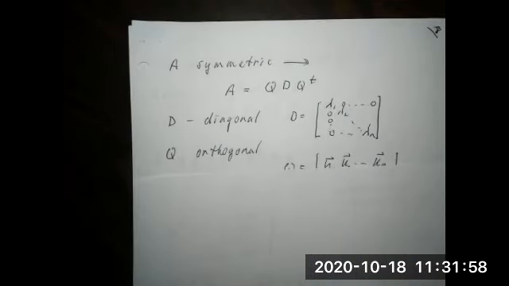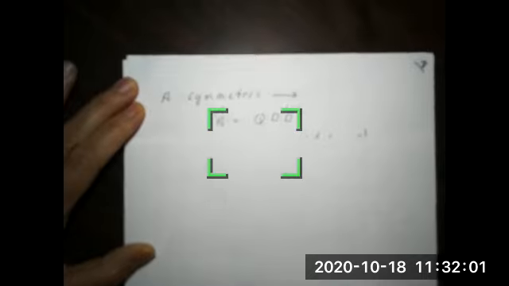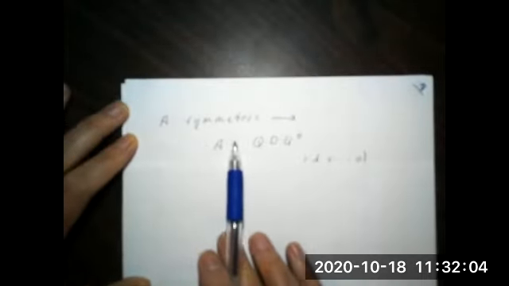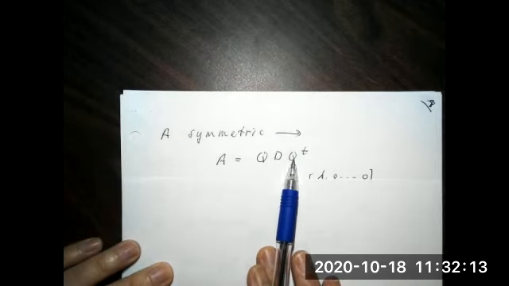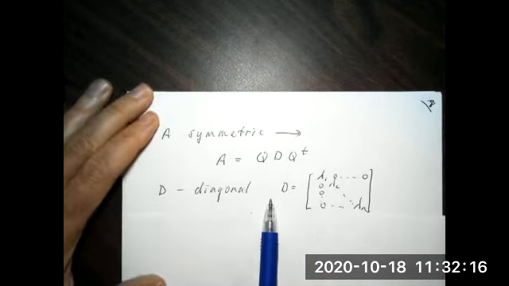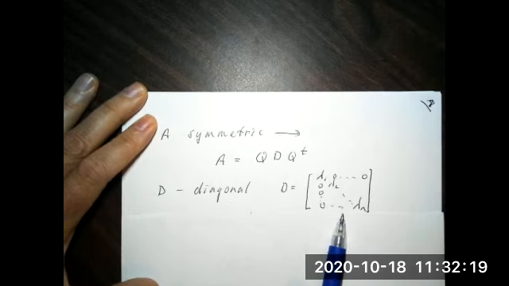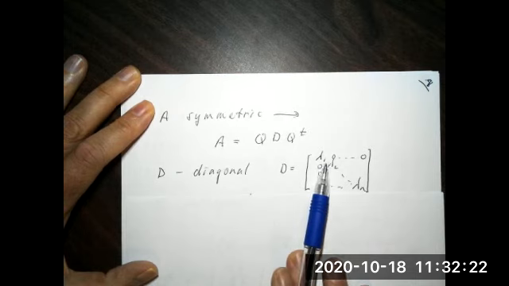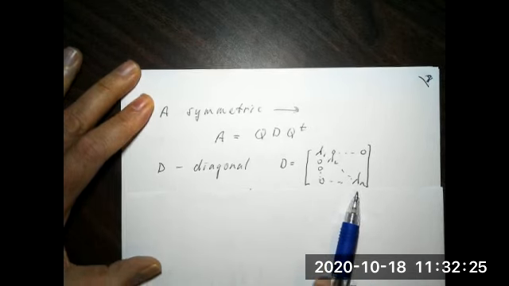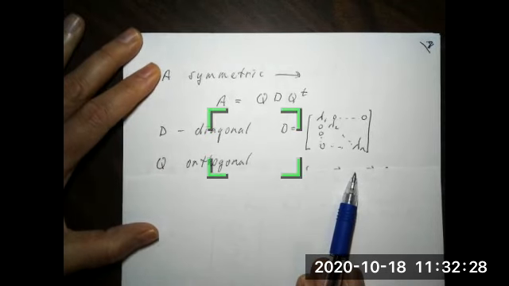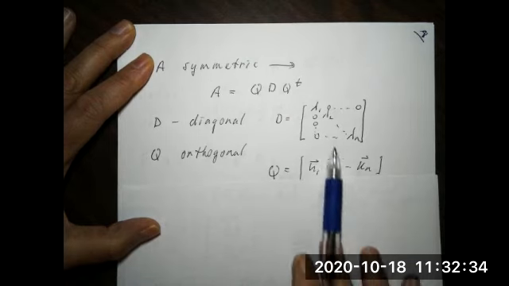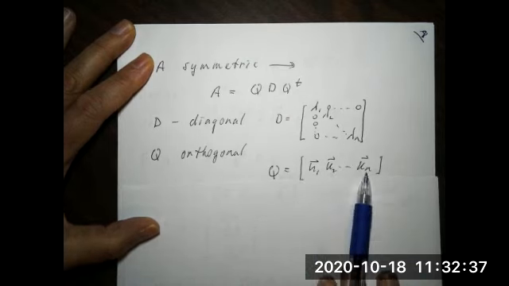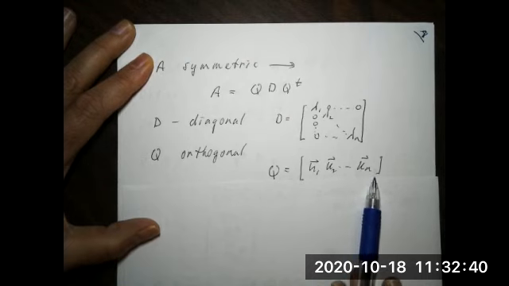Let's recall some important properties about symmetric matrices. One of the most important properties is that a symmetric matrix has a symmetric factorization of the form A equals QDQ transpose. The matrix D is a diagonal matrix made up of the eigenvalues of A listed along the diagonal. Convention is that we usually list these in decreasing order. And then the matrix Q is an orthogonal matrix. Its columns are the eigenvectors corresponding to the eigenvalues, which have been normalized. They're all unit vectors, and they are pairwise orthogonal.